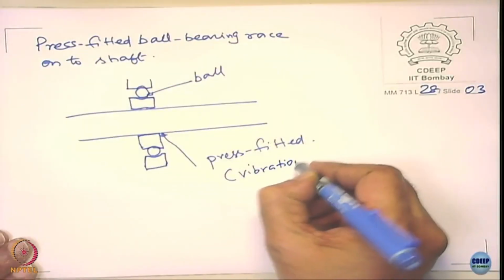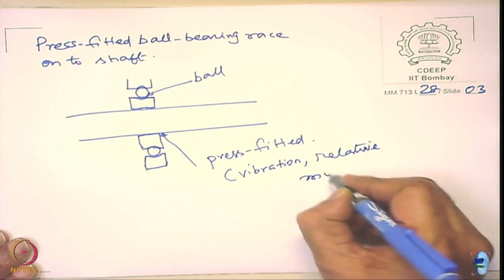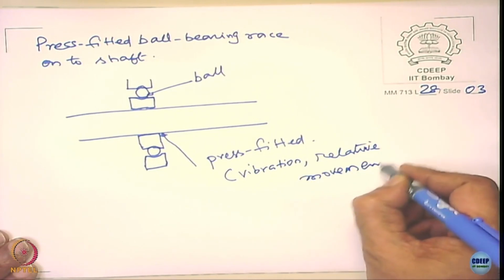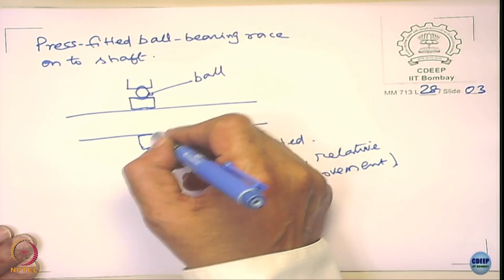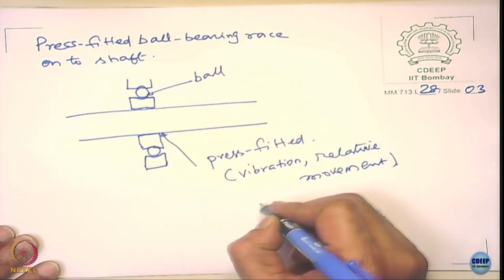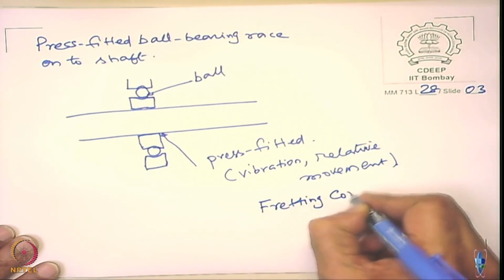Okay. However well you fit it, depending upon the loading conditions over a time period, you see that there is going to be vibration and relative movement. And the failure that occurs here within this interface we call fretting corrosion.